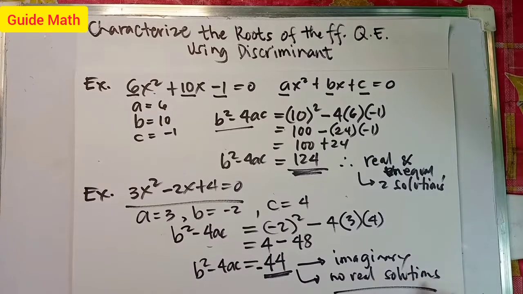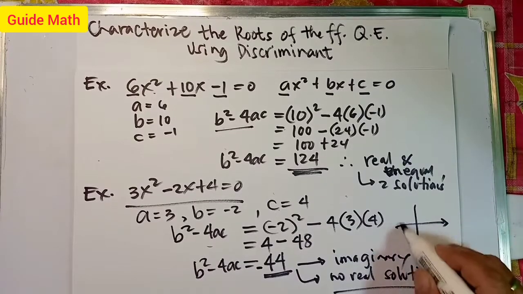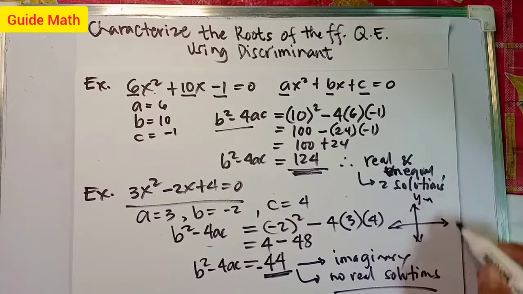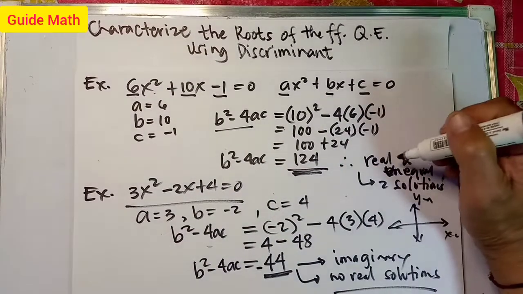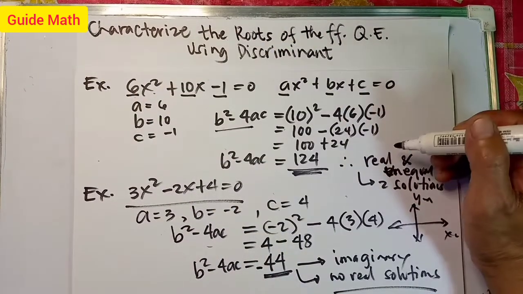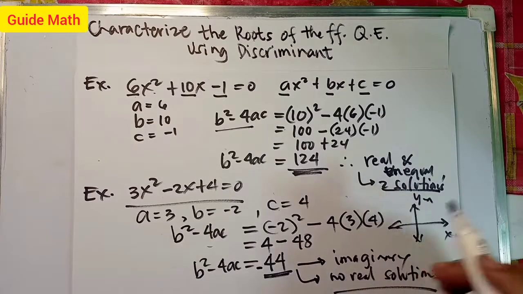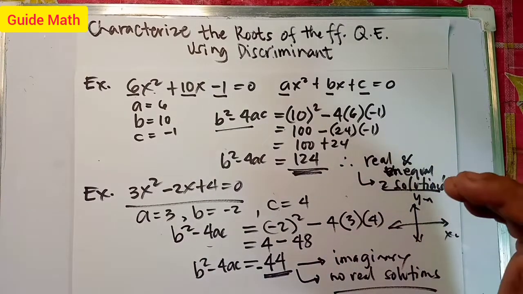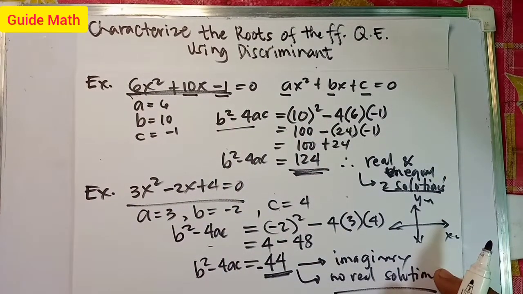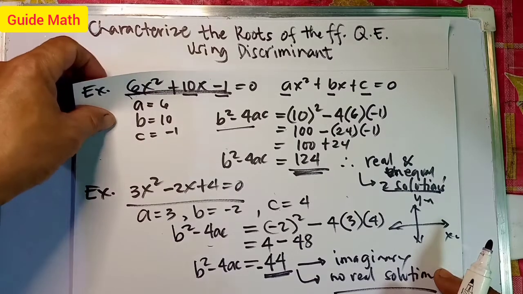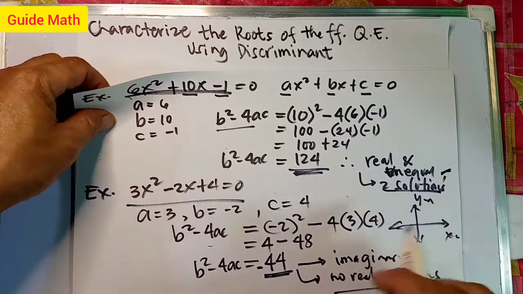So, wala siyang solutions. Meaning, if you have to graph this, suppose this is our y-axis, this is our x-axis. Hindi siya tatama sa x-axis, no? Makikita natin kasi ito sa graphing. Samantala ito, yung kanina, yung unang example natin, has two solutions, meaning to say that the graph of this given equation touches the x-axis twice. Dalawang beses yun siya. And has unequal, ibig sabihin, other value. Okay?